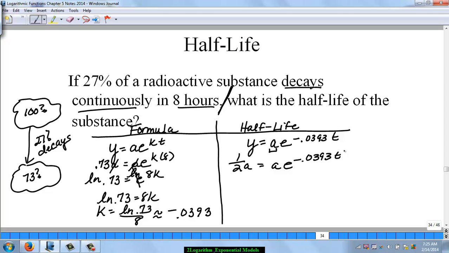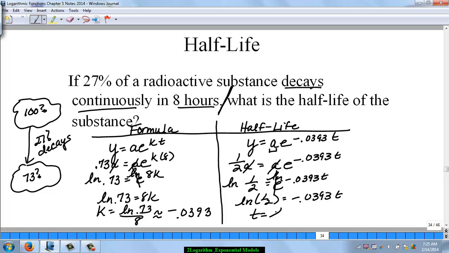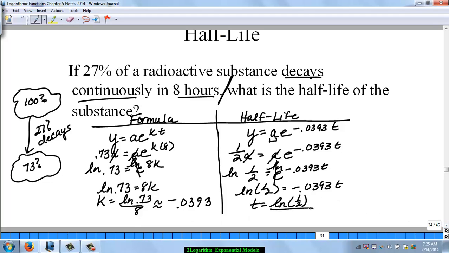And we've done this a couple times. The A's are going to cancel out. And so now I have a half equals e to the negative 0.0393t. Natural log both sides. So I have the natural log of a half equals negative 0.0393t. Divide by that, so I have t equals the natural log of a half divided by negative 0.0393, which is roughly 17.64 hours.